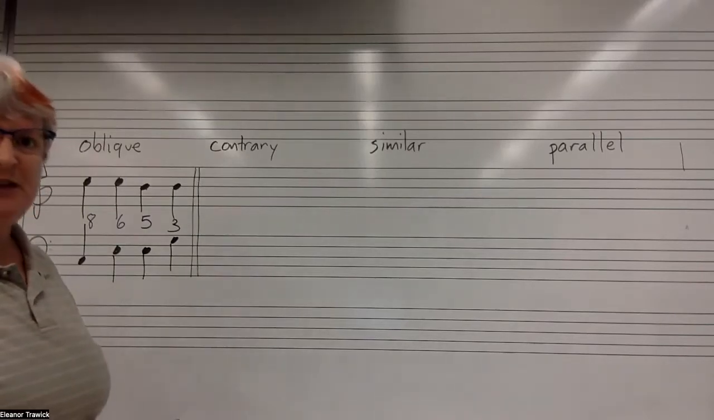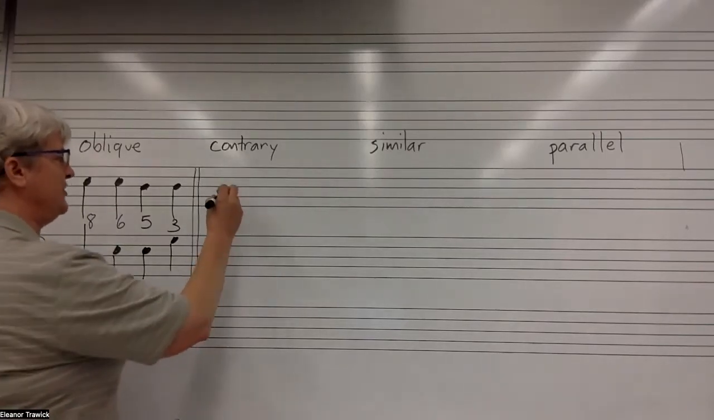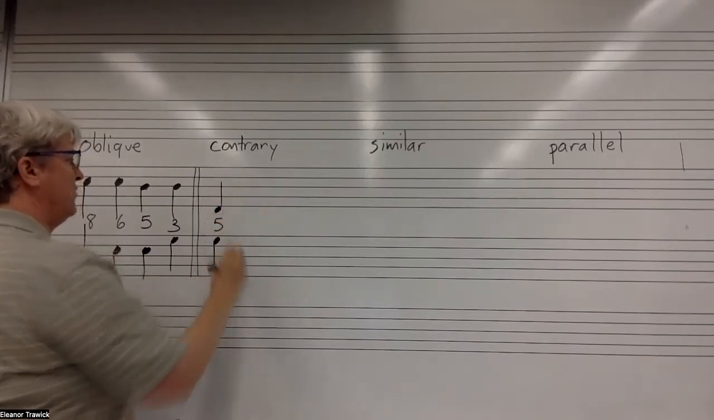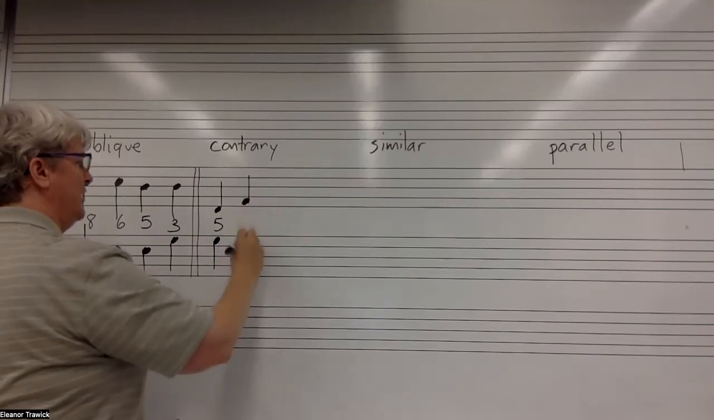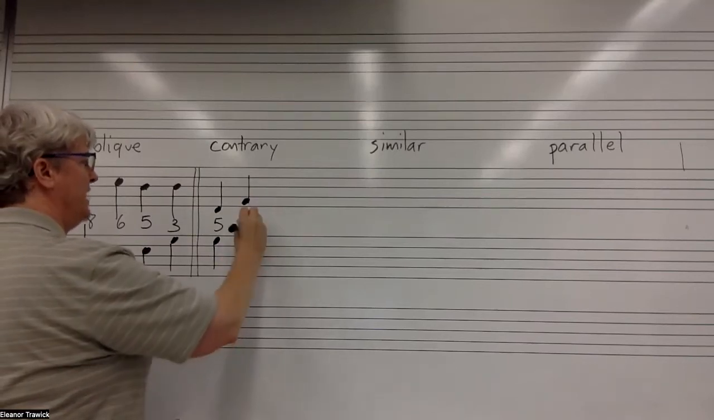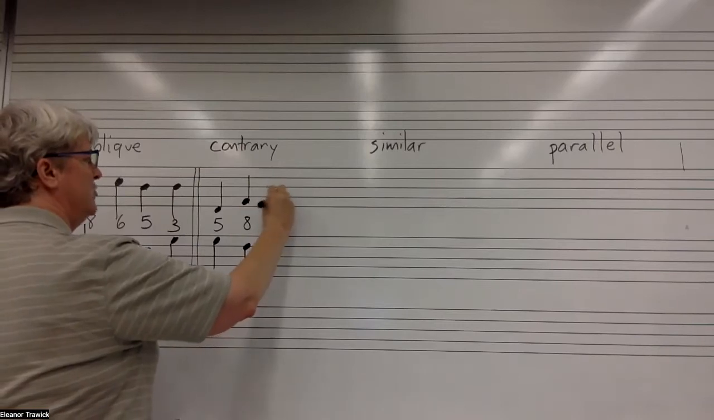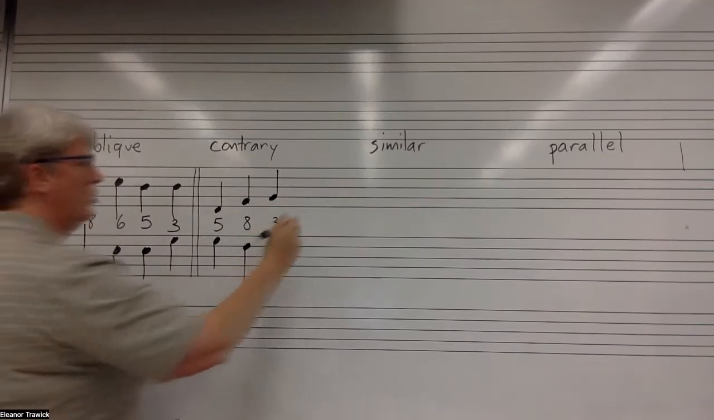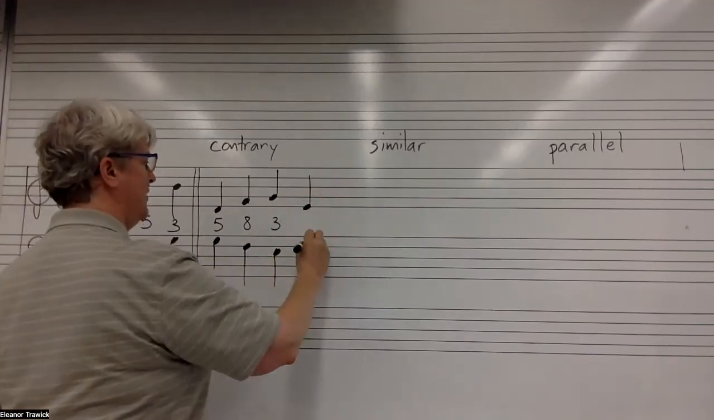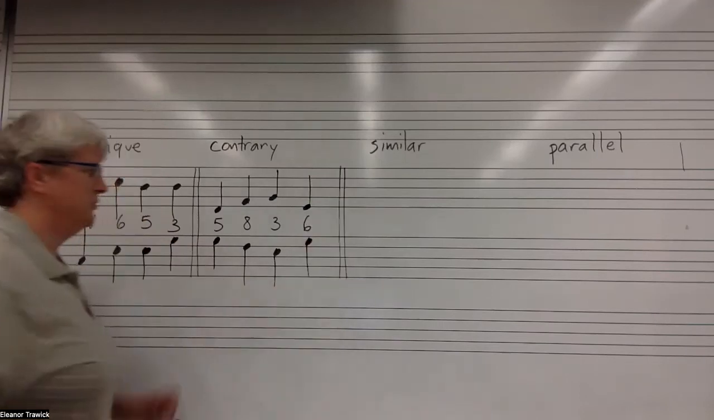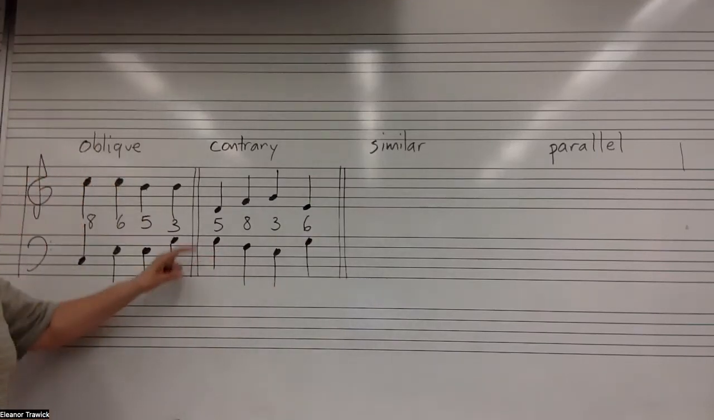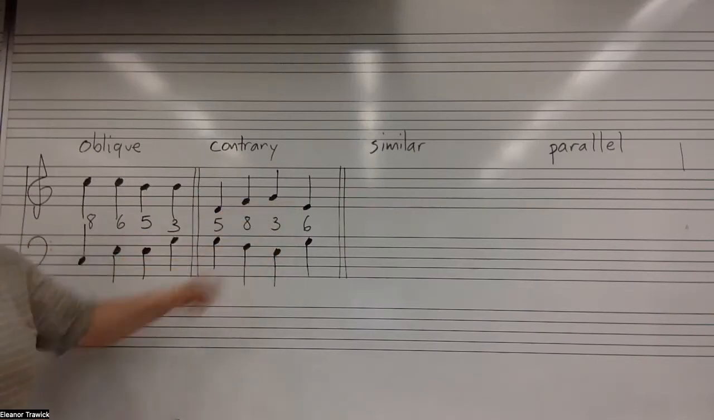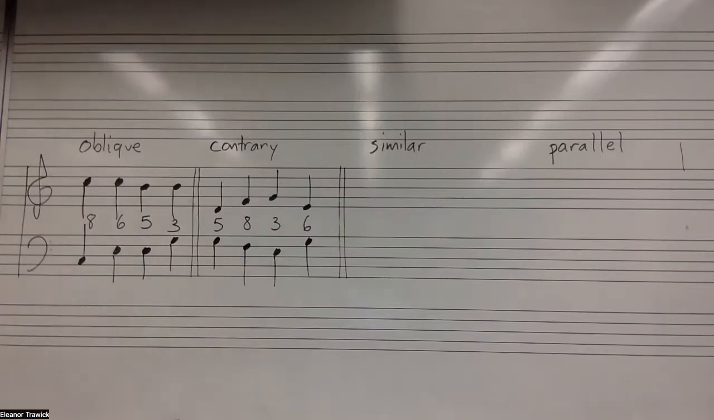Contrary motion means that the two voices are moving in the opposite direction. So for instance, the two voices could start out close to one another, and then one could go up and the other could go down. And then again, one could go up and the other could go down. Or one could go down and the other could go up. So that's an example of contrary motion. One moves up, the other moves down. Or one moves down, the other moves up. And here's what this sounds like.